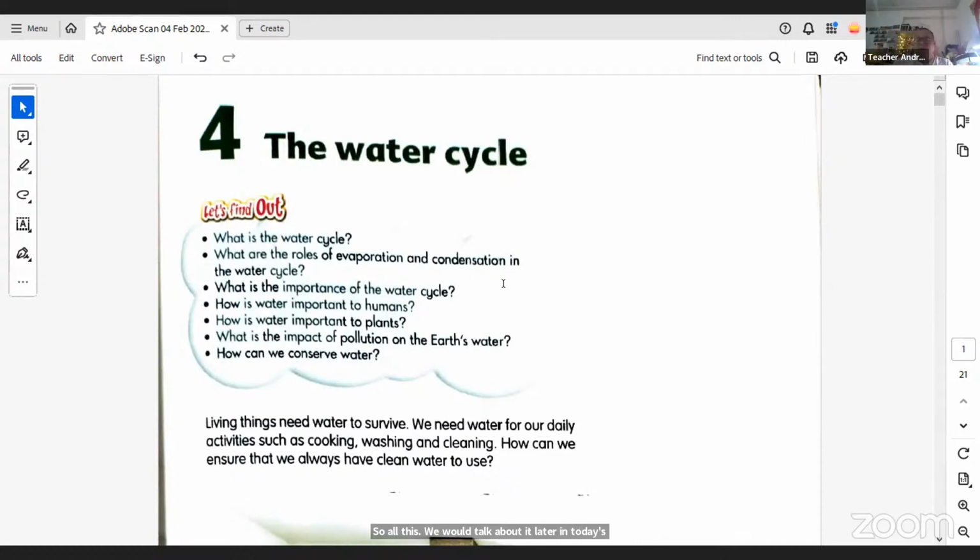So without further ado, let me begin. Water is very crucial for everyone. All living things need water to survive. We need water for our daily activities: cooking, washing, cleaning. However, how can we assure that the water is clean to use? How can we assure that this one is clean? So let's find out more.